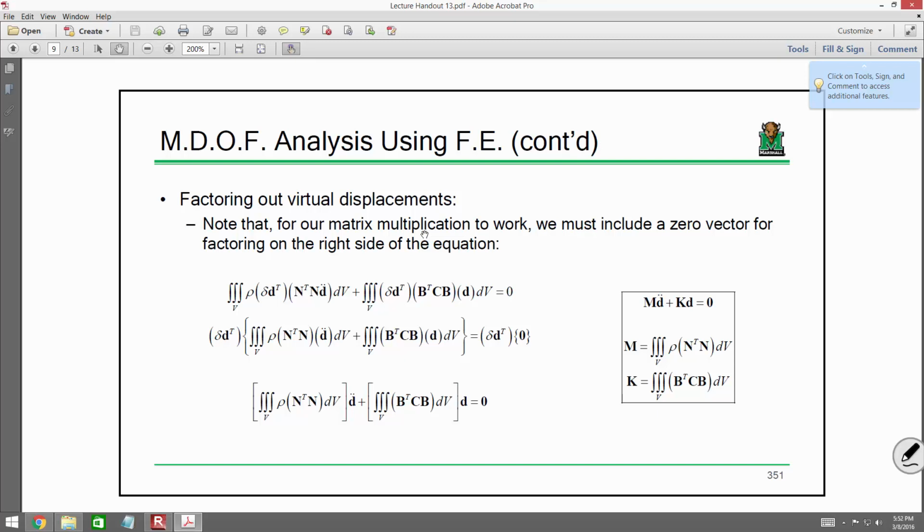Okay? So what do I have? I have a pile of junk times the displacements and a pile of junk times the accelerations. This should be familiar, right? B transpose CB integrated over the volume, that's the stiffness matrix. That's K. I propose to you that this term here, N transpose N times the density integrated over the volume, that's the mass matrix.